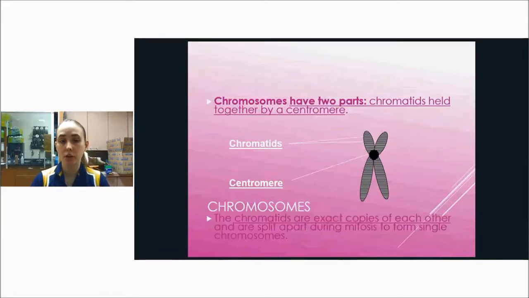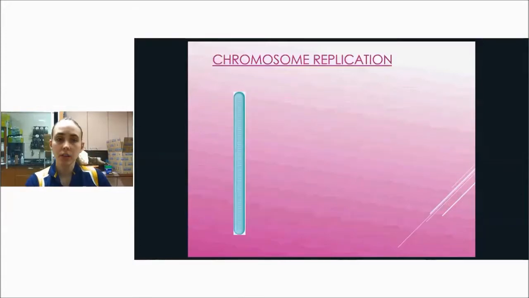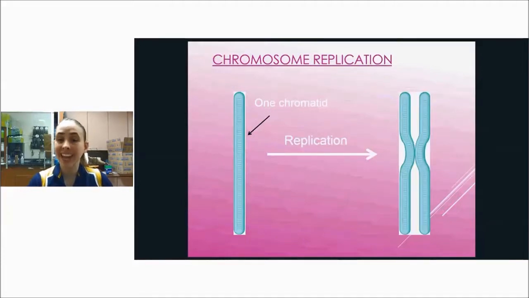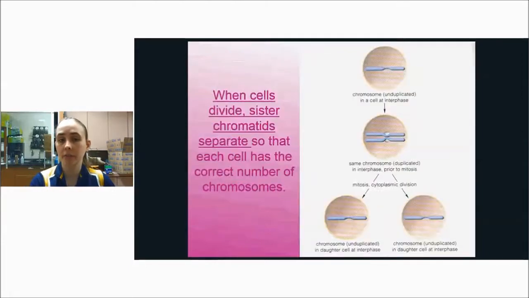And together they make a chromosome. They're exact copies of each other, and they're split apart during mitosis to form single chromosomes. Sometimes these are called double DNA. So the process of chromosome replication starts with one chromatid, and it's replicated during the S phase of interphase into two sister chromatids held together at the centromere. When cells divide, sister chromatids separate so that each cell has the correct number of chromosomes.